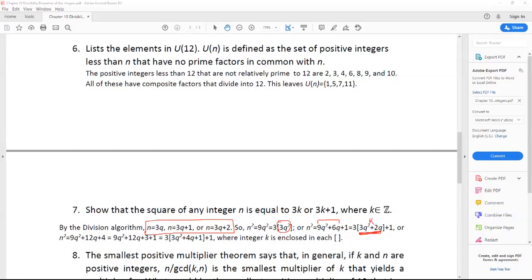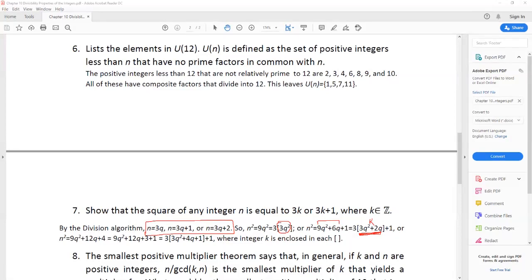And then finally, if I square the 3q plus 2, that is going to give me ultimately 3 times this k plus 1. So any integer n, if you square it, would be equal to either 3k or 3k plus 1.